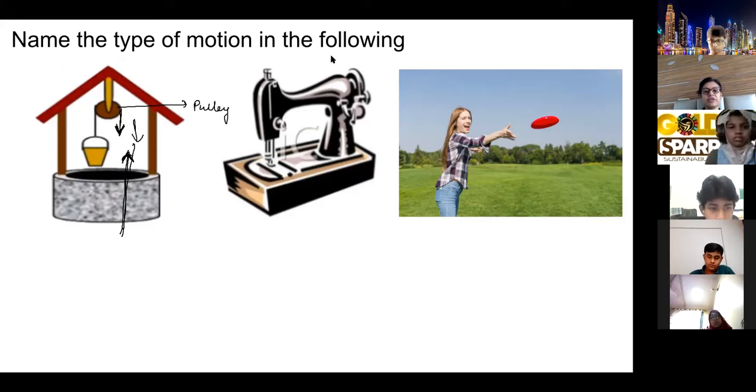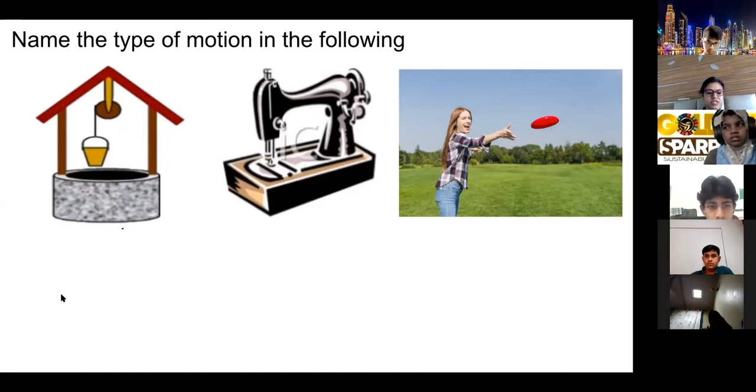Now tell me, what type of motion is taking place over here with the pulley? All types of motion we have done, right? Muazzam, tell me. Rotatory motion. You have to be specific. Where is the rotatory motion? In the pulley. Correct.